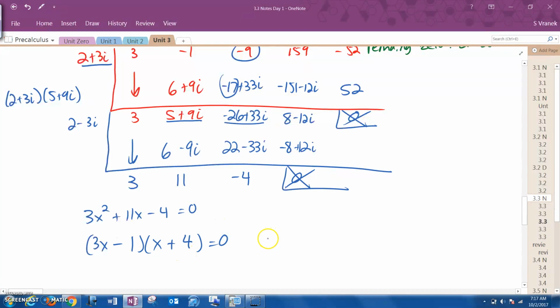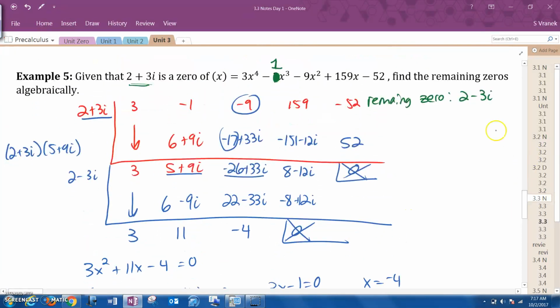So that means the other two remaining zeros are when these are equal to 0. We get x equals positive 1/3 and x equals negative 4. So the remaining zeros for the problem are 2 minus 3i, 1/3, and negative 4. Again, by using synthetic division to get it down to that quadratic, and then factoring or the quadratic formula if necessary. Alright, and that's it. That's how you synthetically divide with a complex number.